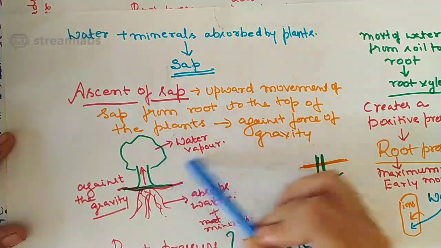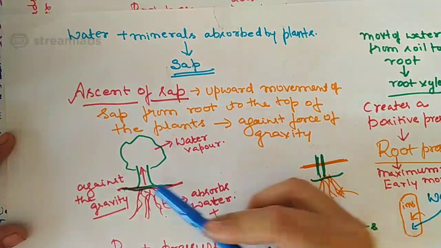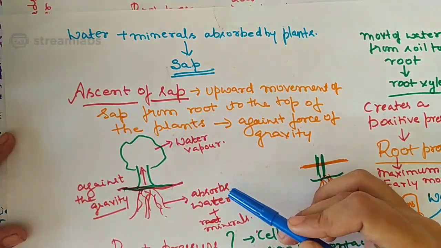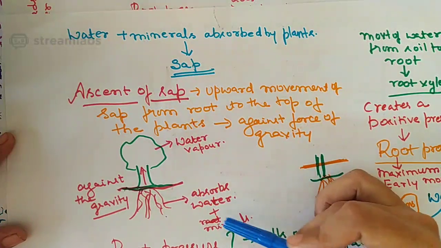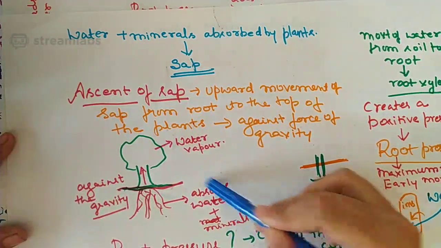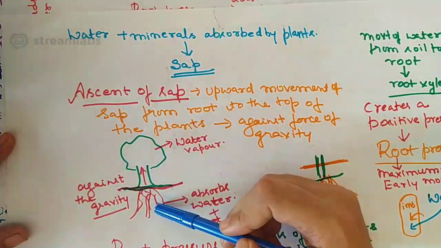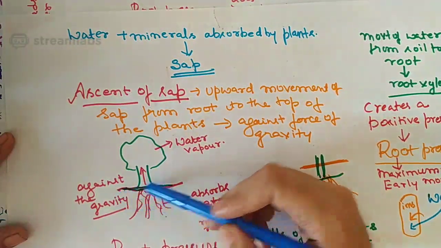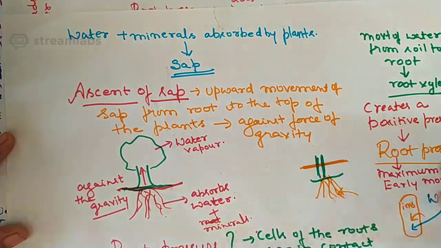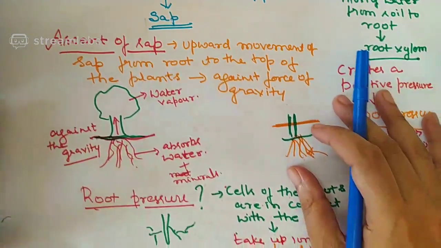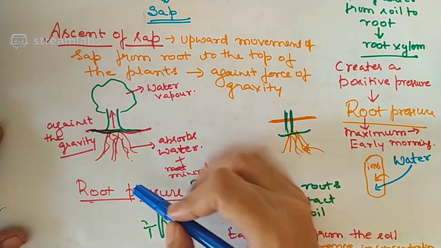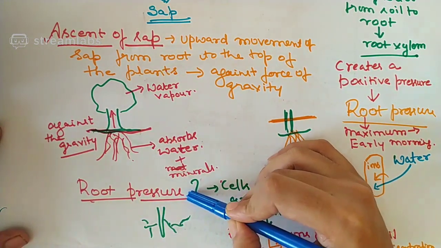I have told you, water is lost in the form of vapor, and with the help of the root, water is absorbed along with the minerals. So water along with the minerals is absorbed against the force of gravity. Okay. Then I have told you about a term, that is root pressure.